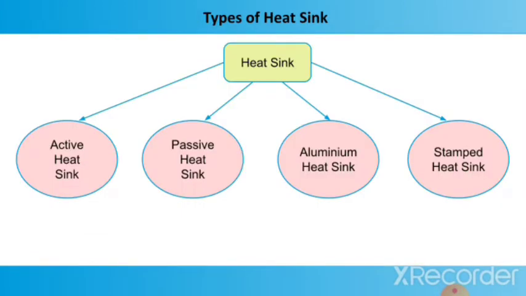Now we'll talk about types of heat sink. Heat sinks are divided into four types: active heat sink, passive heat sink, aluminum heat sink, and stamped heat sink. There are various types of heat sinks, but we are going to study only four types. First, let's take a minute and try to answer these questions.